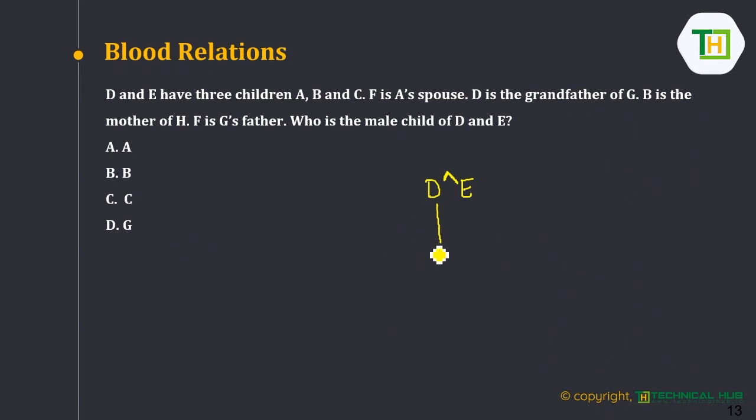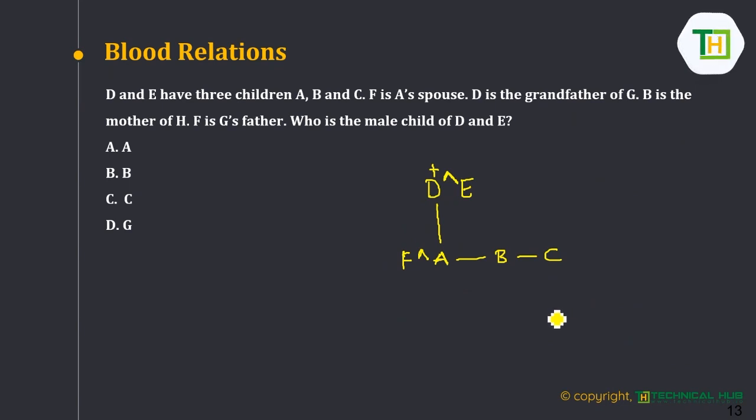So they have three children. Who are they? A, B, and C. So A, B, C are the three children of D and E. F is A's spouse. That means A is married to F. Now I can say F and A are a couple like D and E. D is the grandfather of G. D is the grandfather of G means D is a male person, but I don't know who G is. Whether G is a child of F and A or maybe B or maybe C, I don't know. But D is the grandfather of G. G definitely belongs to the next generation of ABC.